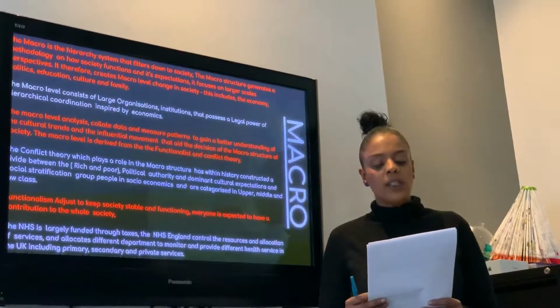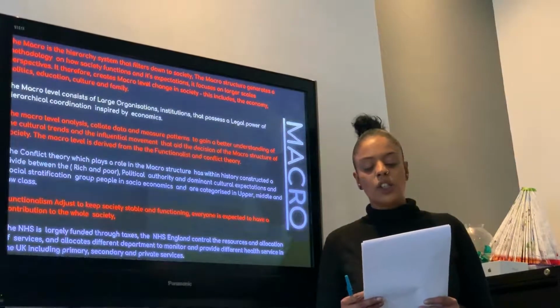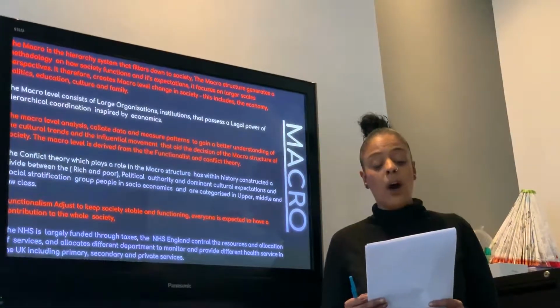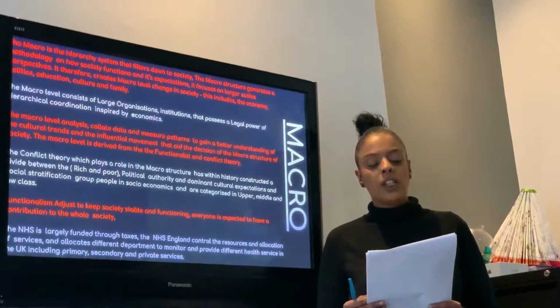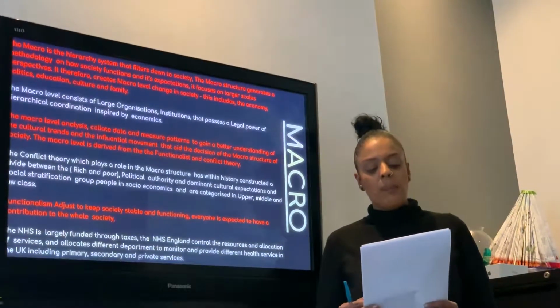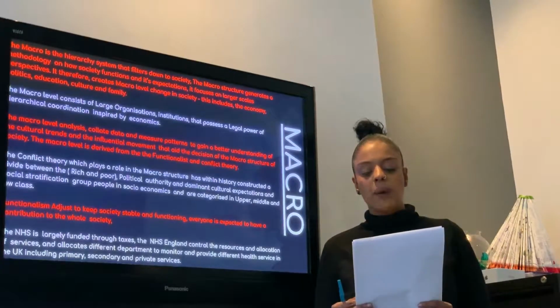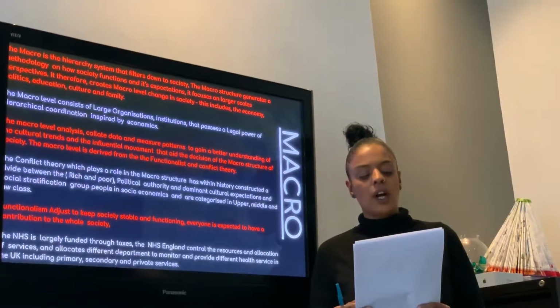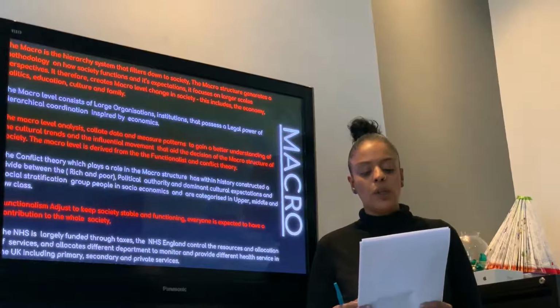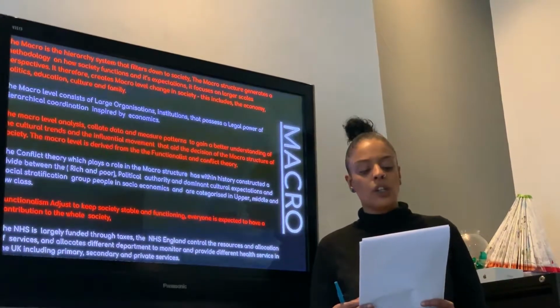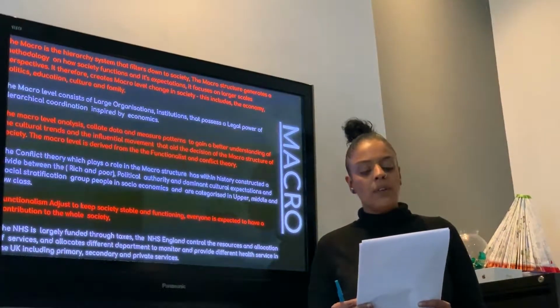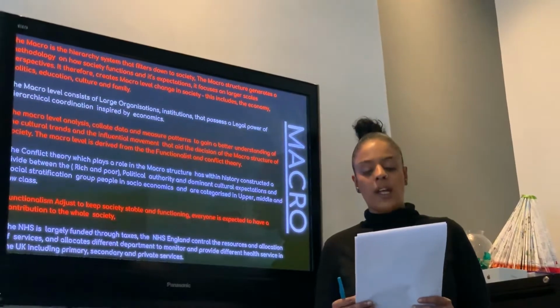The macro level consists of large organisations and institutions that possess a legal power over the hierarchical coordination inspired by economics. The macro level analyses, collates data and measures patterns to gain a better understanding of the cultural trends and the influential movement that aid the decision of the macro structure of society. The macro level is derived from the functionalist and conflict theory.